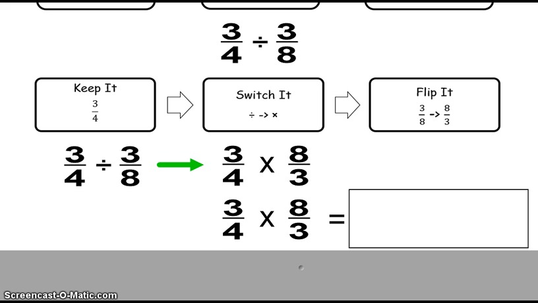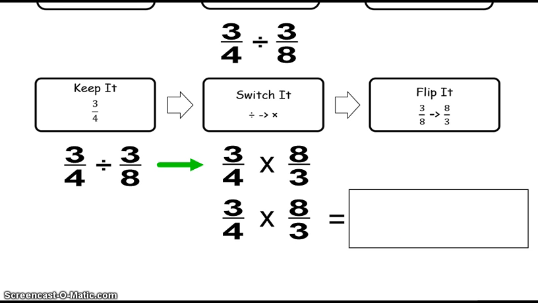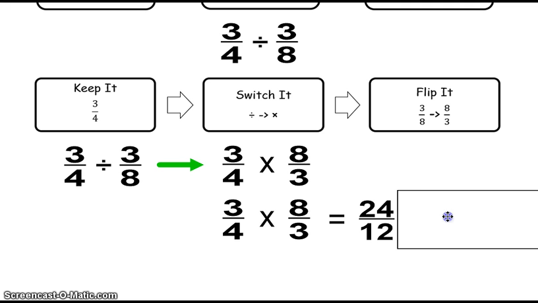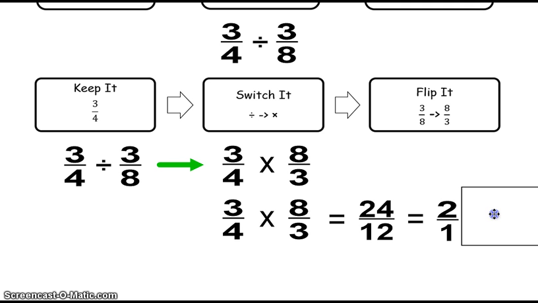When multiplying fractions, all we have to do is multiply across. 3 times 8 is equal to 24. 4 times 3 is equal to 12. 24/12. Now to simplify this, we find the greatest common factor between 24 and 12, and that is 12. So let's divide the numerator and denominator by 12. 24 divided by 12 is 2. 12 divided by 12 is 1. So we get 2/1, which is equal to 2.